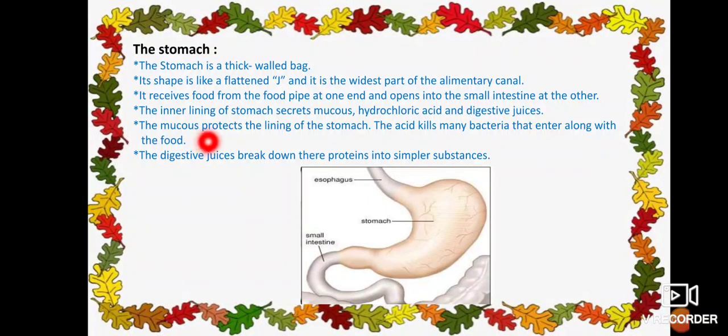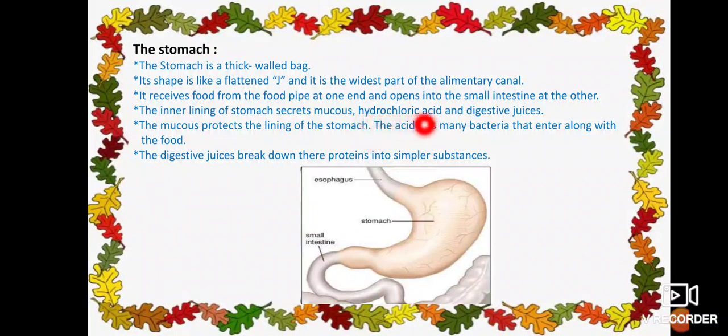And the mucus protects the lining of stomach, and the acid kills many bacteria that enter along with the food. The digestive juices break down proteins into simpler substances. See here, the inner lining of stomach secretes mucus, hydrochloric acid and digestive juices. What are the functions of these three? What does the mucus do in the stomach? The mucus protects the lining of the stomach. Mucus is nothing but a somewhat jelly substance that protects the inner lining of stomach.